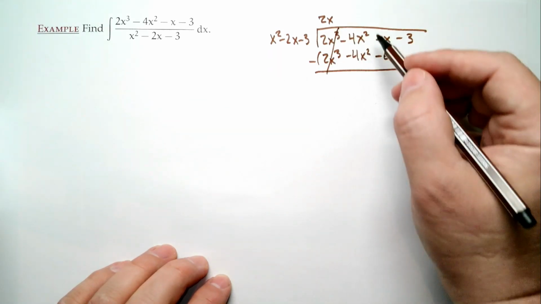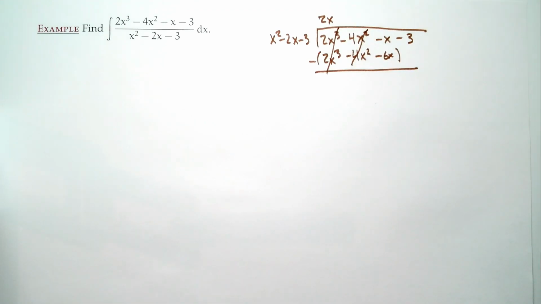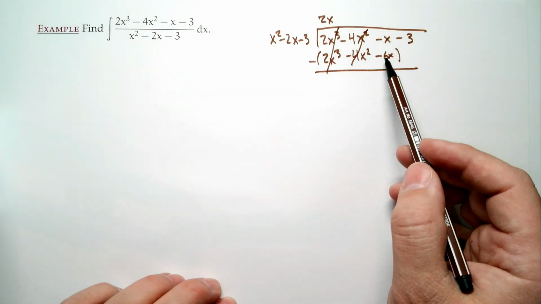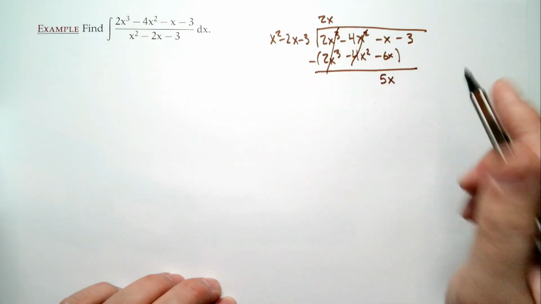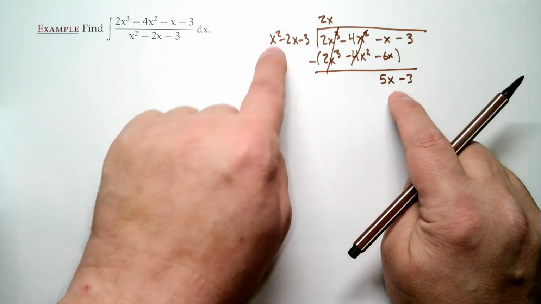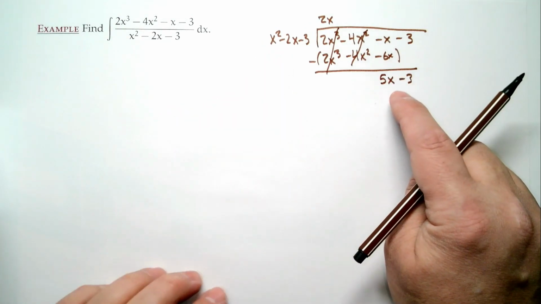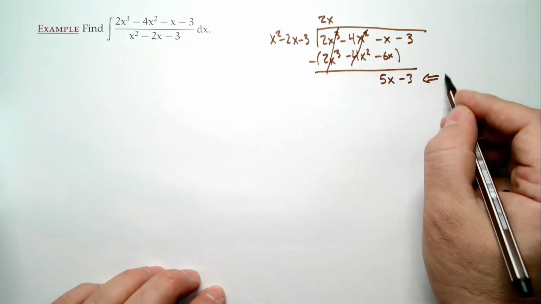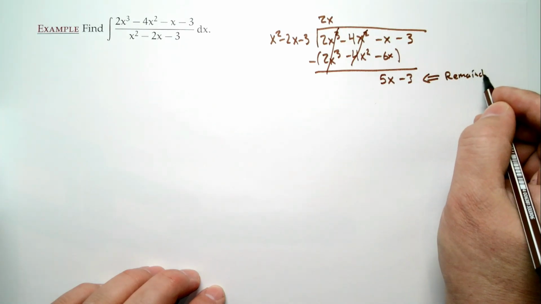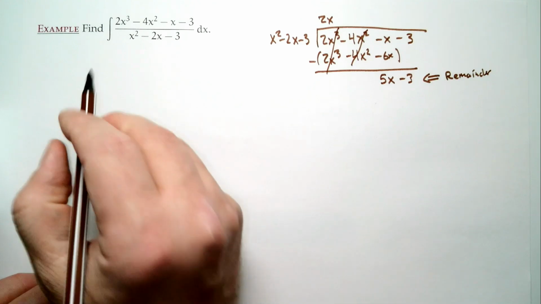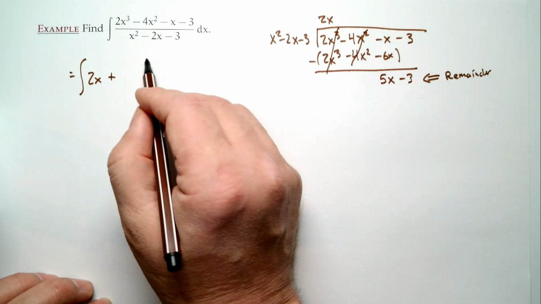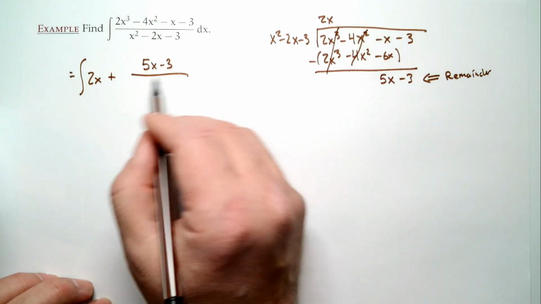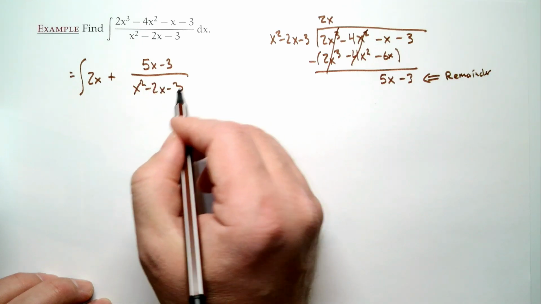2x cubes cancel. The 4x squareds cancel. That's coincidence. They normally wouldn't. What's left? Well, we have minus x minus minus 6x. So that would be 5x, because this is going to become a plus 6x, minus 3. And now, the power x squared is bigger than that, which means we stop. So this 5x minus 3 is our remainder. So that says that this is equal to the integral of 2x plus the remainder, 5x minus 3, over x squared minus 2x minus 3.